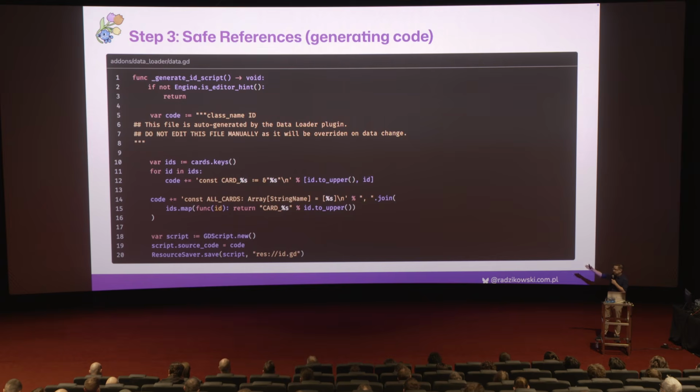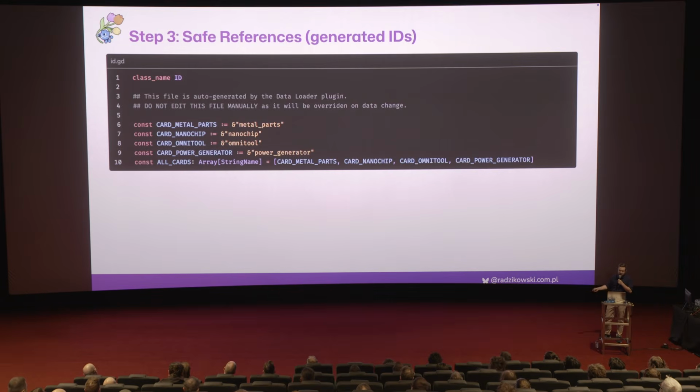So we just create a code just as you would write down yourself. So we create constants for each of the IDs, and also as a bonus we create an array that holds all the IDs as well, because this will be useful in a second. And then, yeah, we create new GDScript, which coincidentally is a resource. So we can assign the code and use resource saver to save it. And yeah, as a result, we have our script that is generated and holds all the IDs.